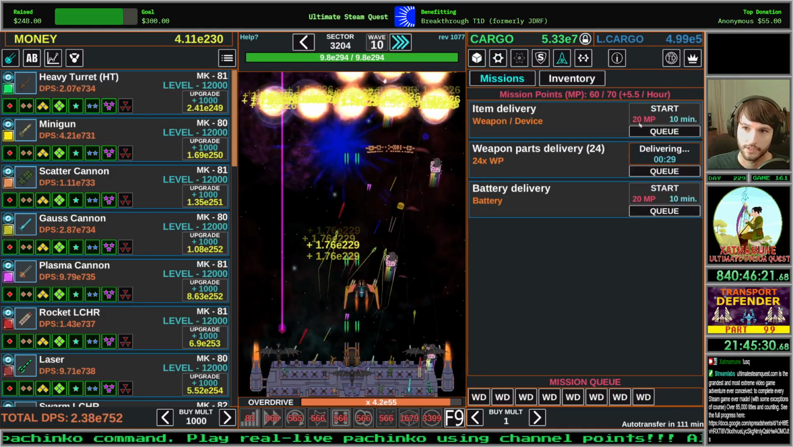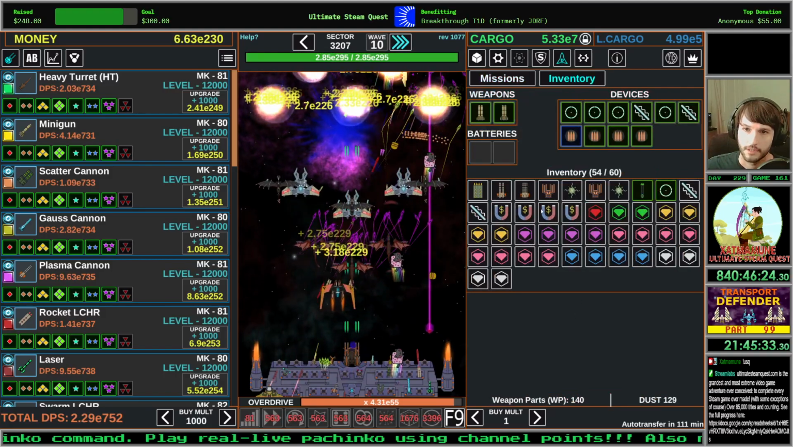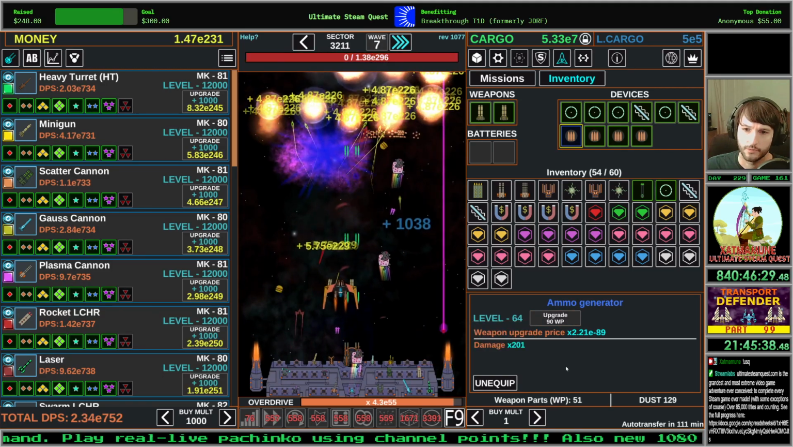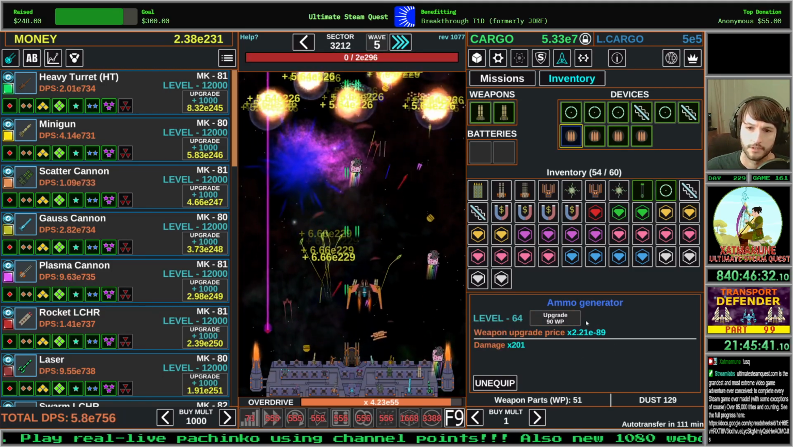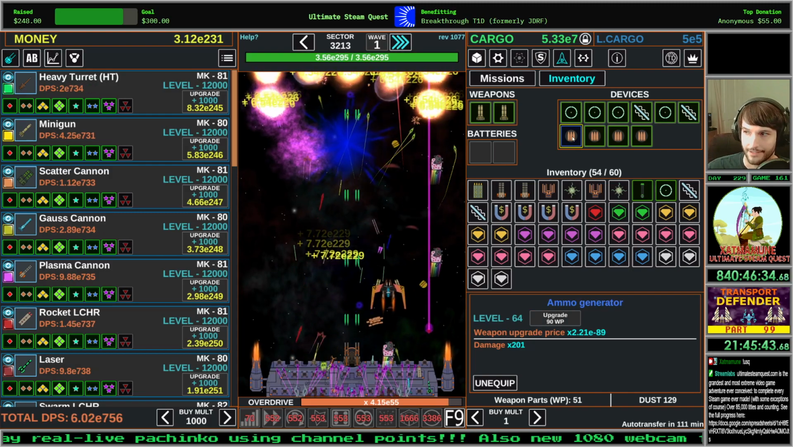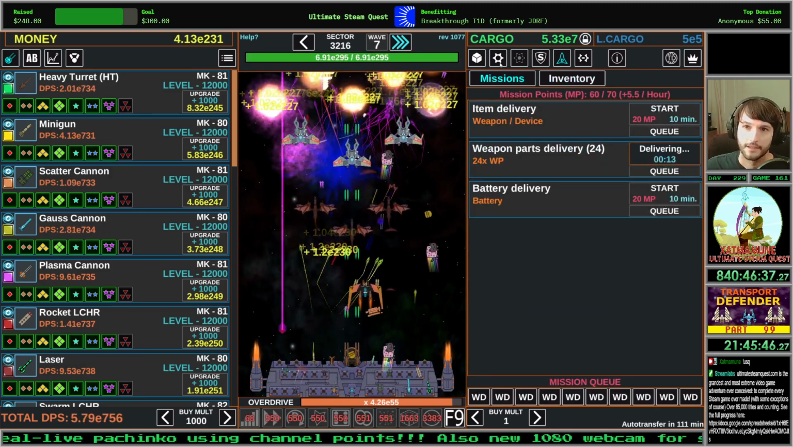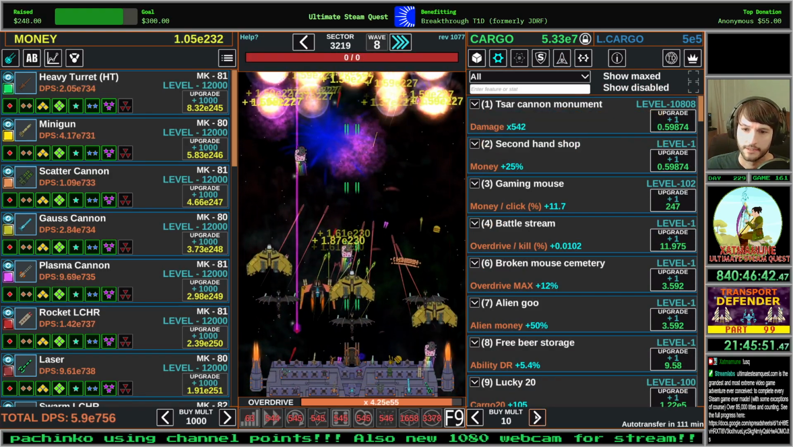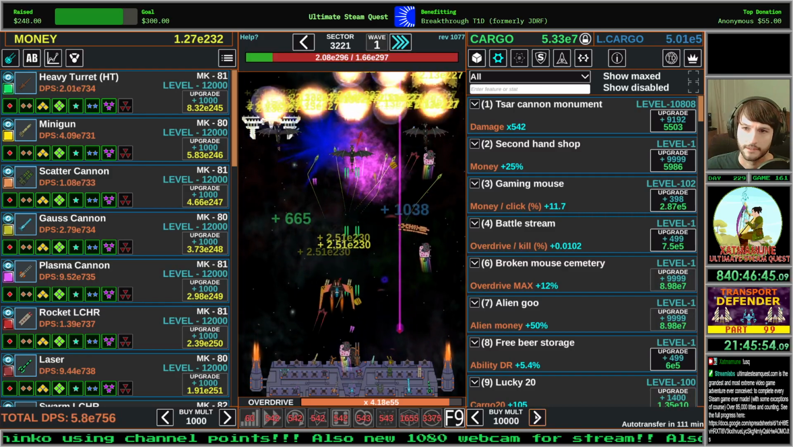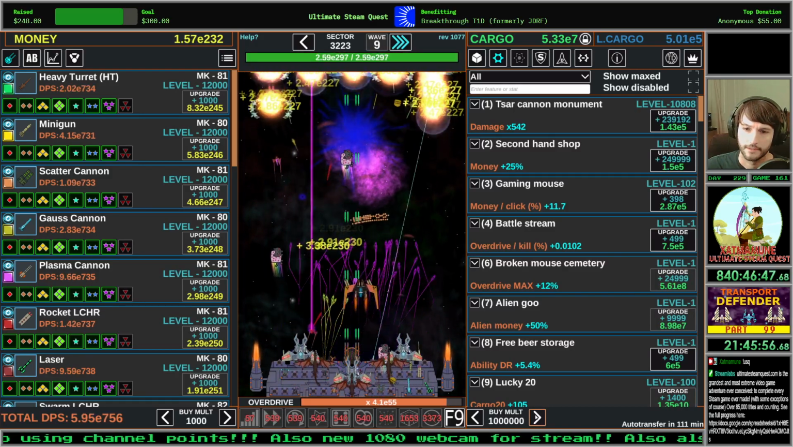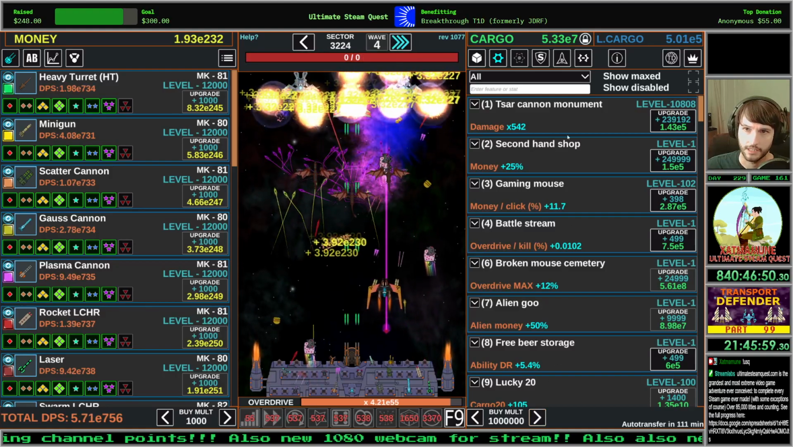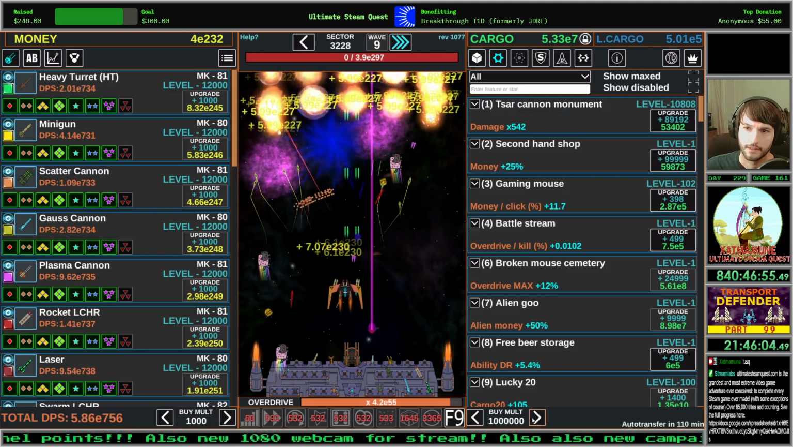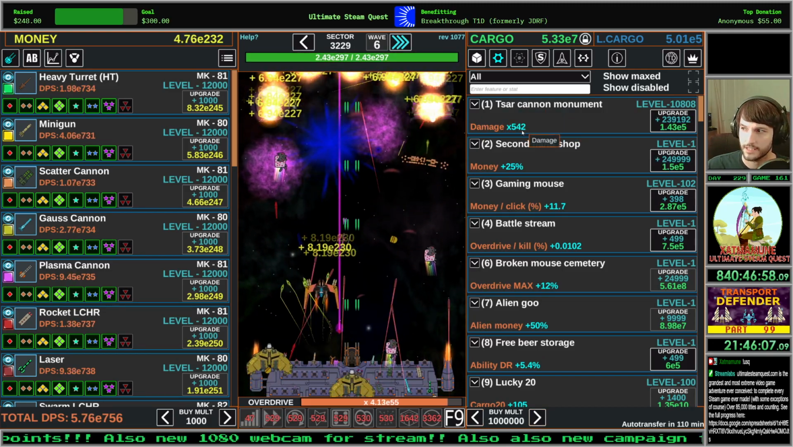Well, first off, let's do our usual weapon parts. Usual upgrade. Boom. Level 65. Alright, what can we upgrade here? So that's 1,000,000. So I could max this damage out, but I don't think it's damage that I'm looking for.